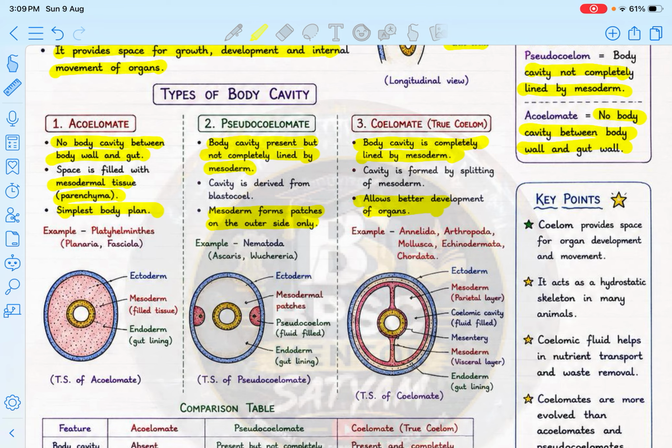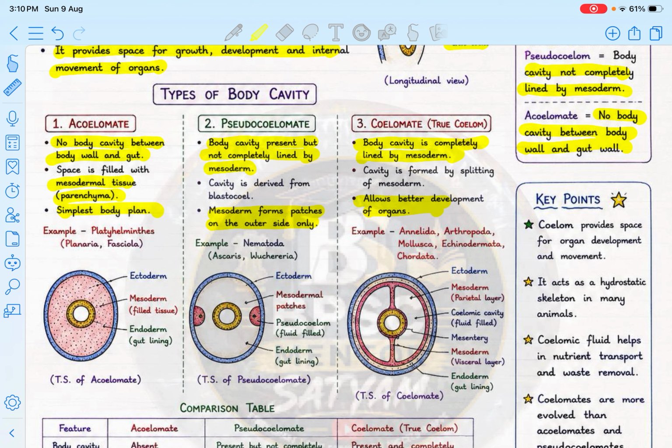So for example, the BPSC says, I mean in the prelims, they just ask whether coelomate allows better development of organs, or pseudocoelomate allows better development of organs.